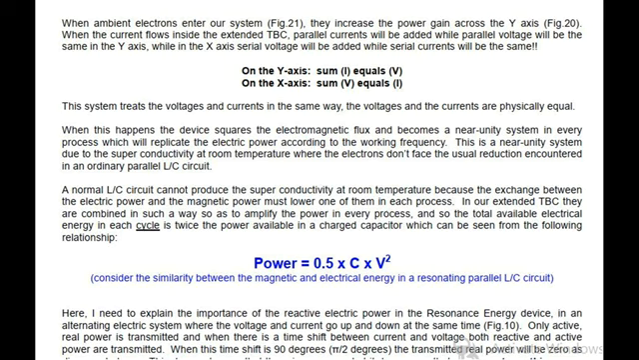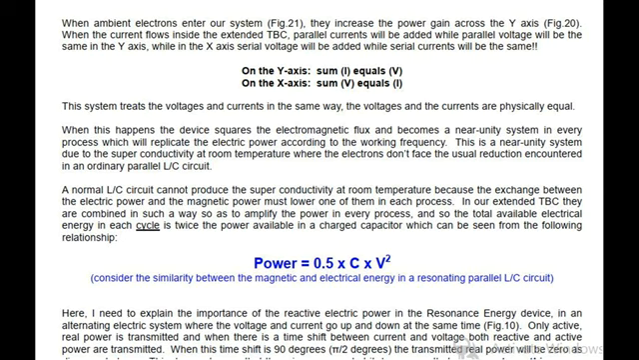When ambient electrons enter our system, Fig 21, they increase the power gain across the y-axis, Fig 20. When the current flows inside the extended TBC, parallel currents will be added while parallel voltage will be the same in the y-axis, while in the x-axis serial voltage will be added while serial currents will be the same. On the y-axis, sum I equals V. On the x-axis, sum V equals I. This system treats the voltages and currents in the same way. The voltages and the currents are physically equal.